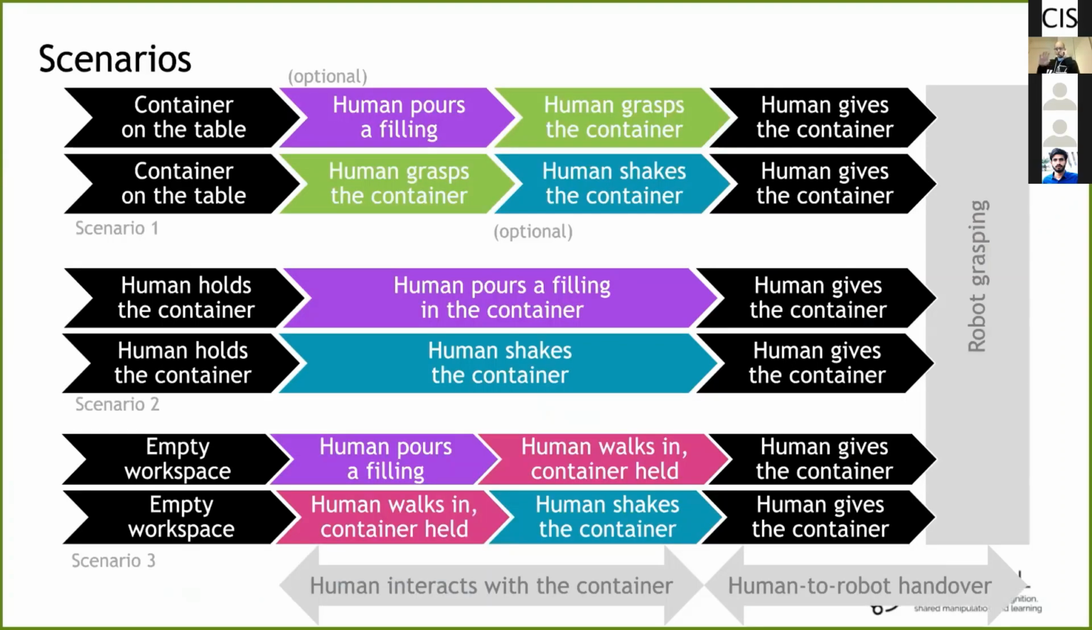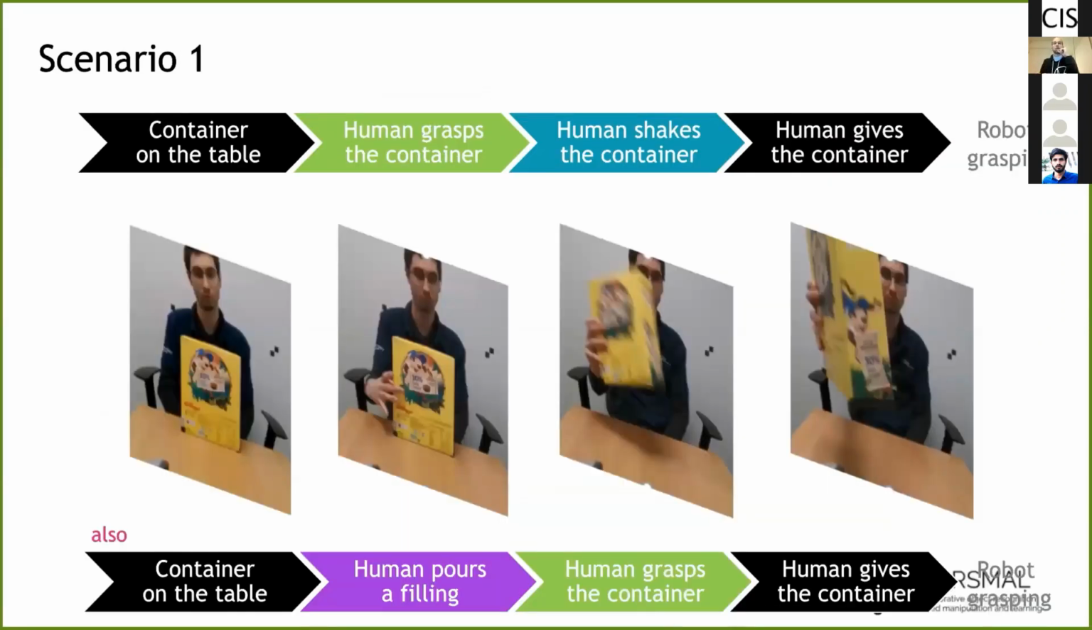I also mentioned at the beginning that we have used 3 different containers and 3 different types of scenario during the collection of the dataset. Here I will go through each of them in more detail. For scenario 1, we have the container, for example, on the table, and the person grasps the container and shakes it, in this case a food box, and then gives the container to the robot. In the case of a cup or drinking glass, instead of just grasping the container, the person first pours a content inside the container and then grasps it and delivers it to the robot.